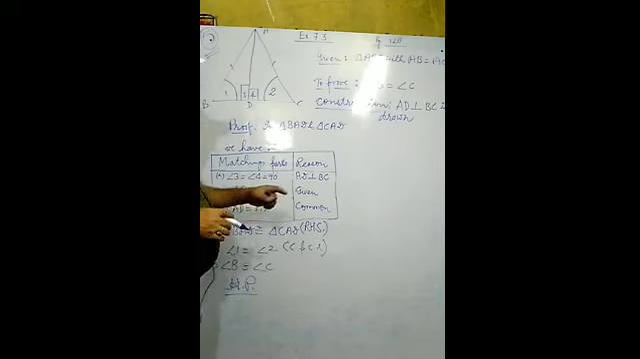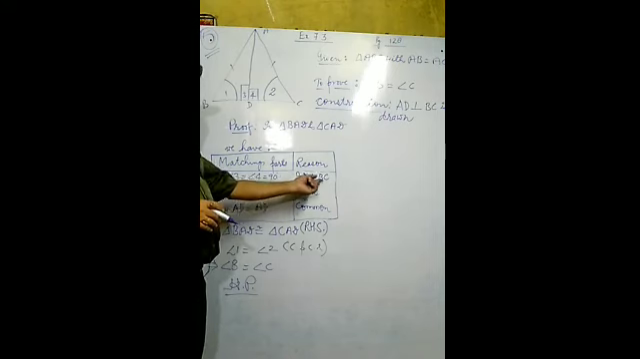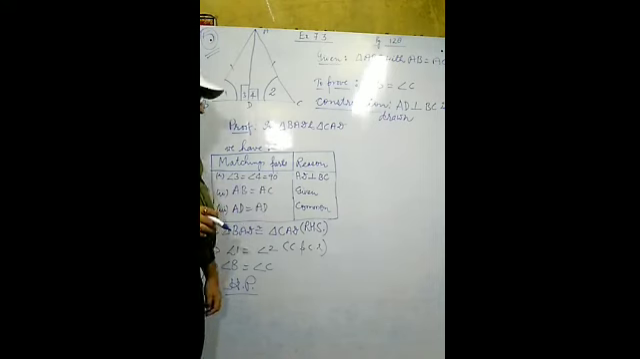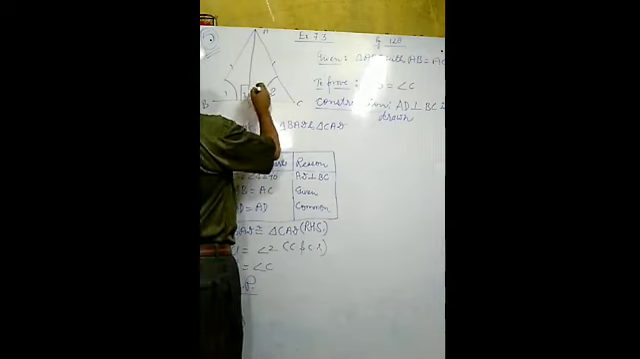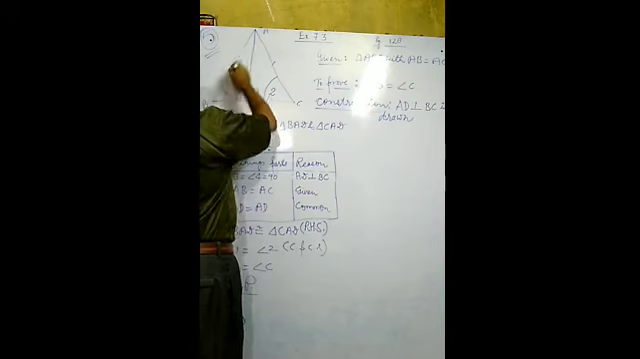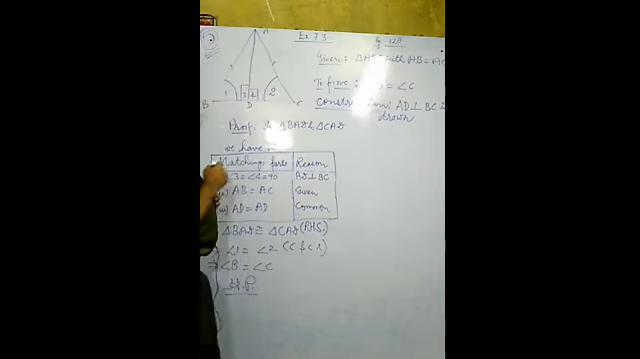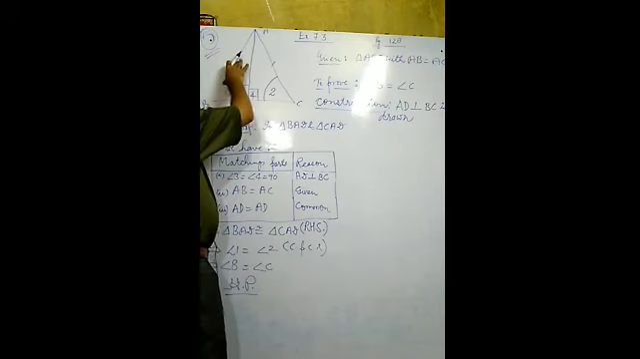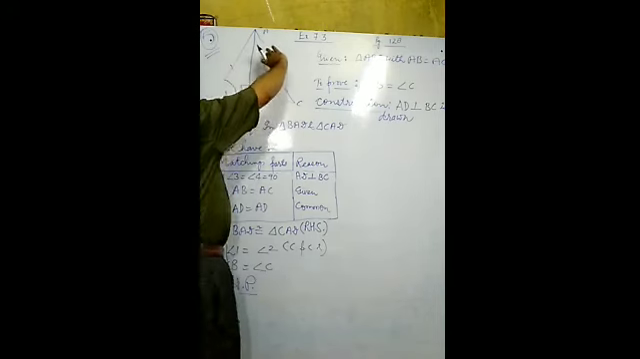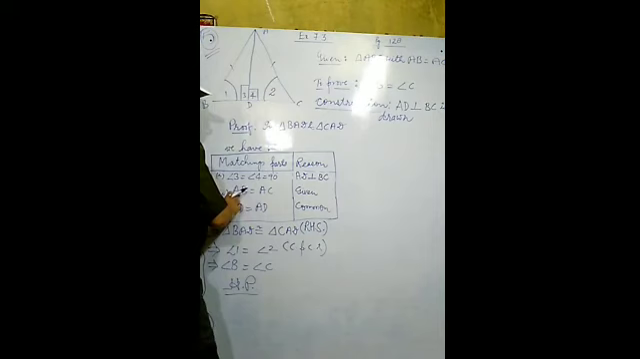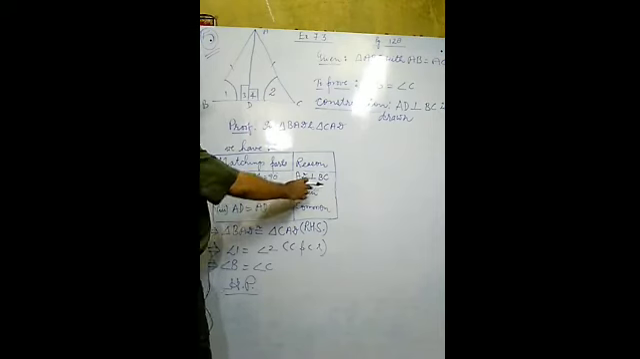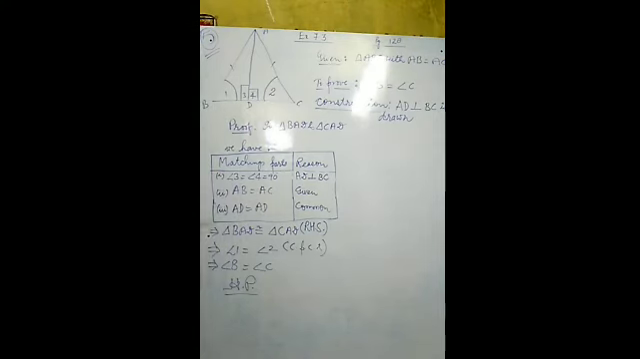And what is the reason? AD is perpendicular on BC. What will be the second matching part? Opposite to 90 degrees, opposite to this one is AB and opposite to this one is AC. So this hypotenuse AB equal to this hypotenuse AC. AB is equal to AC, and this information is already given in the question. The triangle ABC is an isosceles triangle.